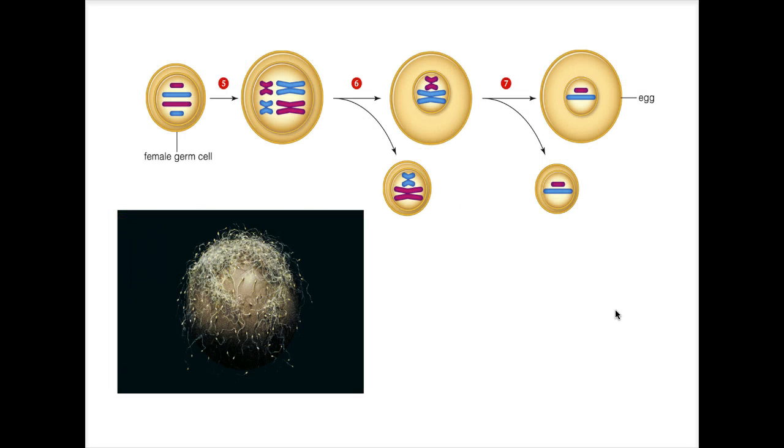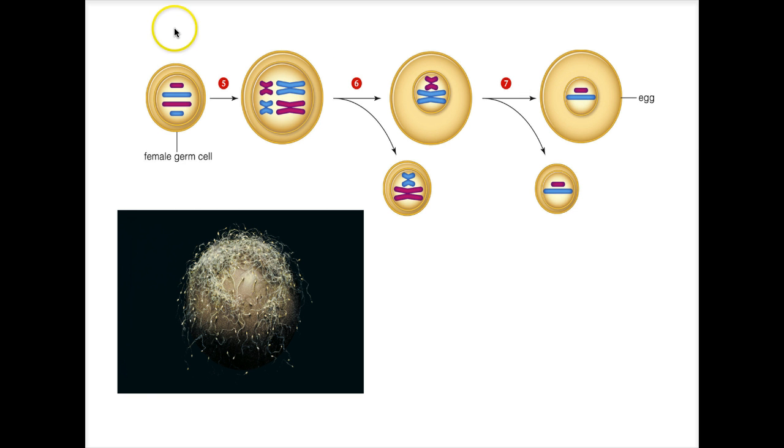Here's basically the same process. We're undergoing meiosis 1 and meiosis 2. Here's our female germline cell, which would be located in the ovary of the female. It has 4 chromosomes, that's diploid. Here we see we formed an egg that only has 2 chromosomes, that's haploid.